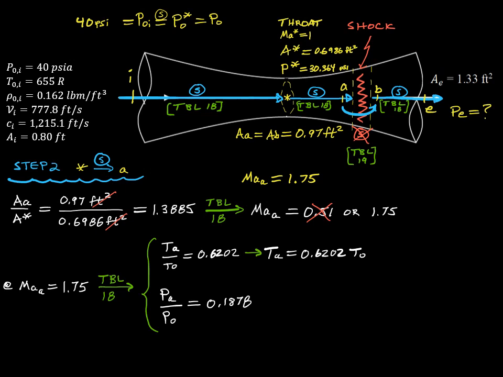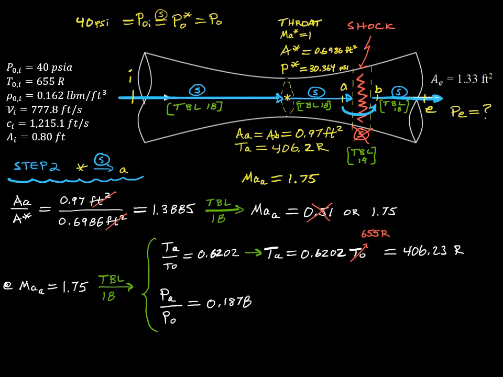Let's solve for the temperature at state A. We get it's about 62% of the stagnation temperature. We know the stagnation temperature is 655 Rankine. So that gives us a static temperature at state A of about 406.23. So we see the temperature has dropped, and that makes sense to us. Our static temperature would drop as the flow begins to accelerate.